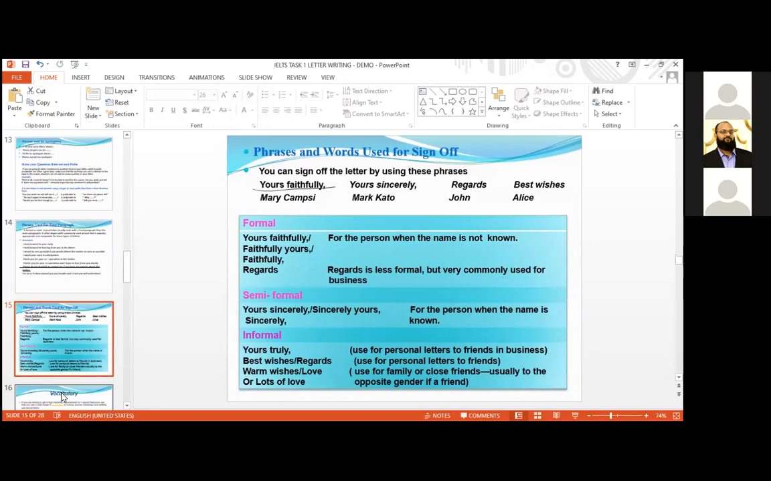But in IELTS writing, we will not write yours obediently, we simply write yours faithfully, or you may also write faithfully yours, followed by a comma, or only faithfully. Okay. We also write regards, but regards is less formal and most commonly used for business situations.